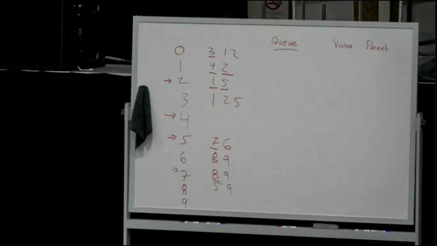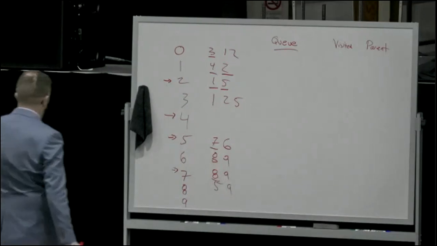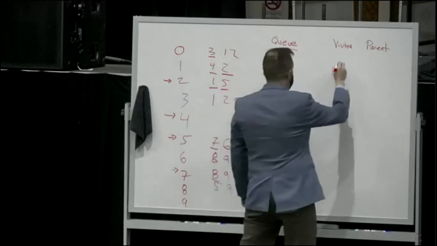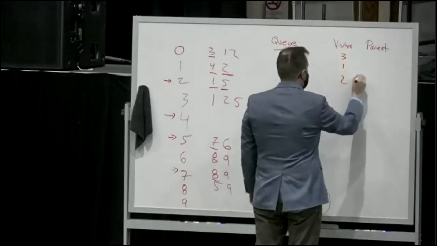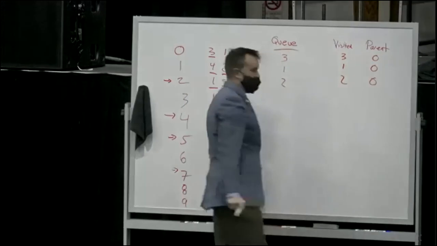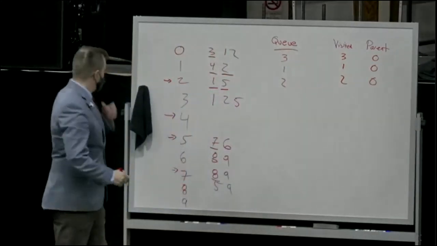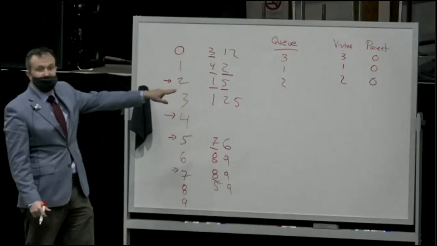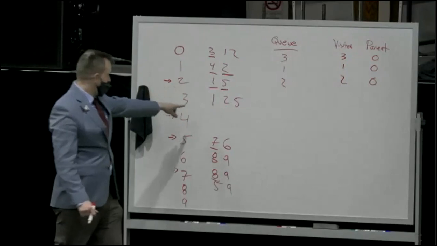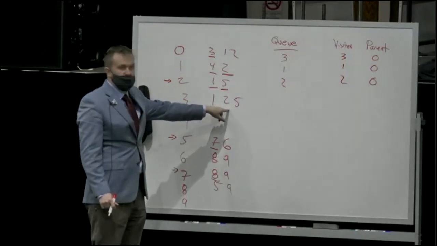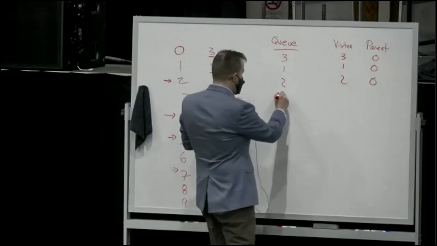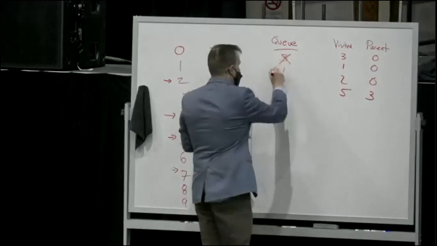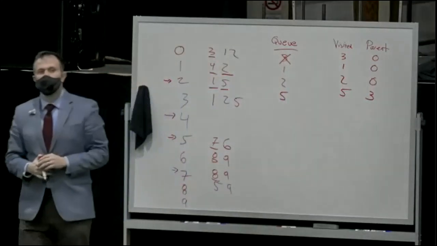Yeah, we have to put in 3, 1, and 2. So this is going to be 3, 1, and 2. And we say visited, and its parent is 0. Now we investigate 3. Anything that we haven't visited yet is put into the queue. We visited 1, we visited 2, we haven't visited 5. So 5 is put at the end of the queue. 5's parent is going to be 3. Now that we're done with 3, remove 3 from the queue.